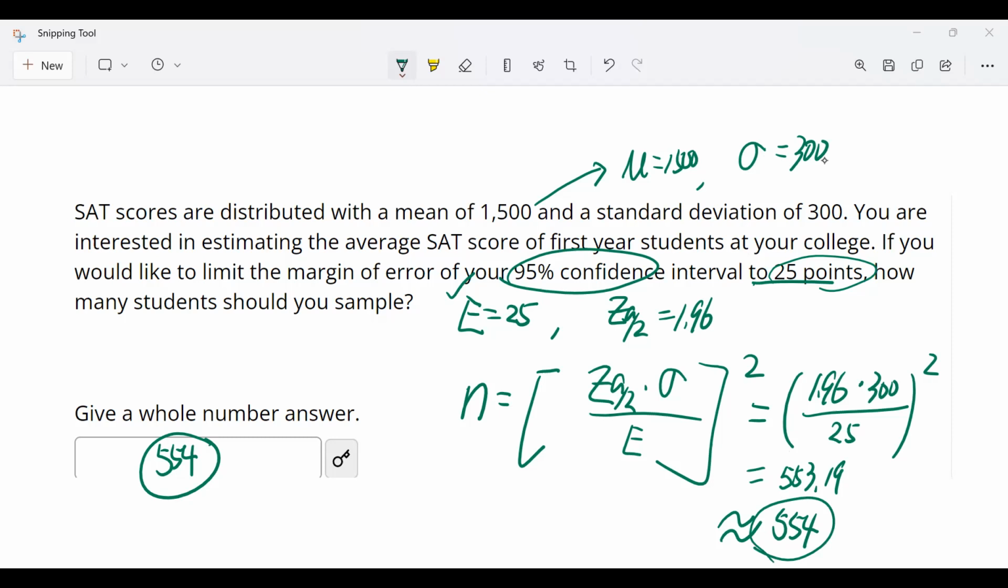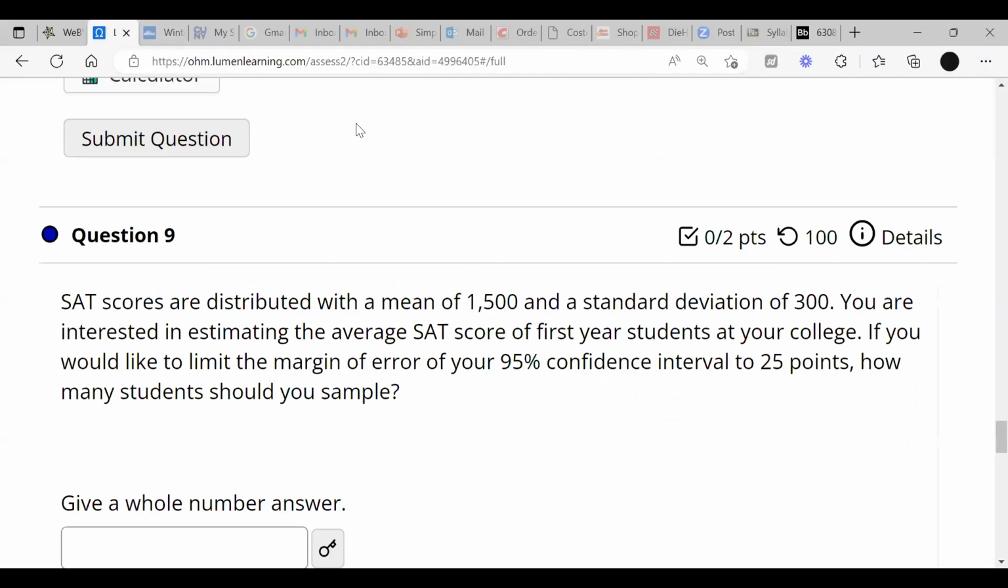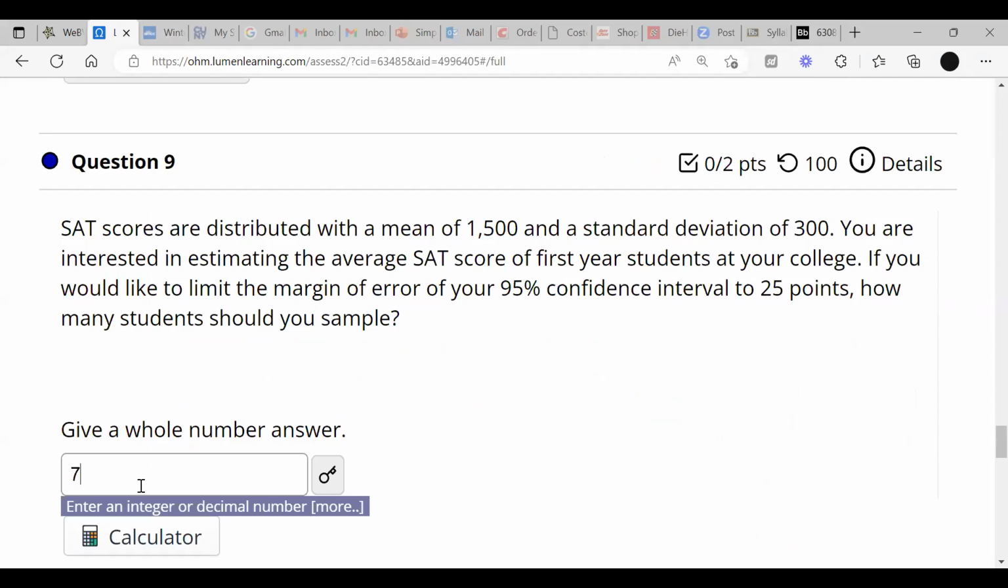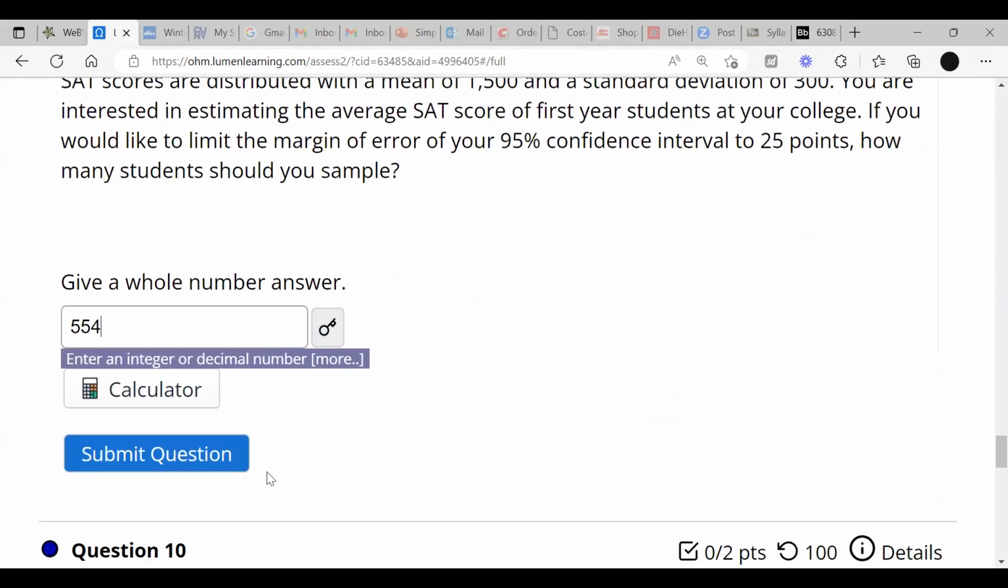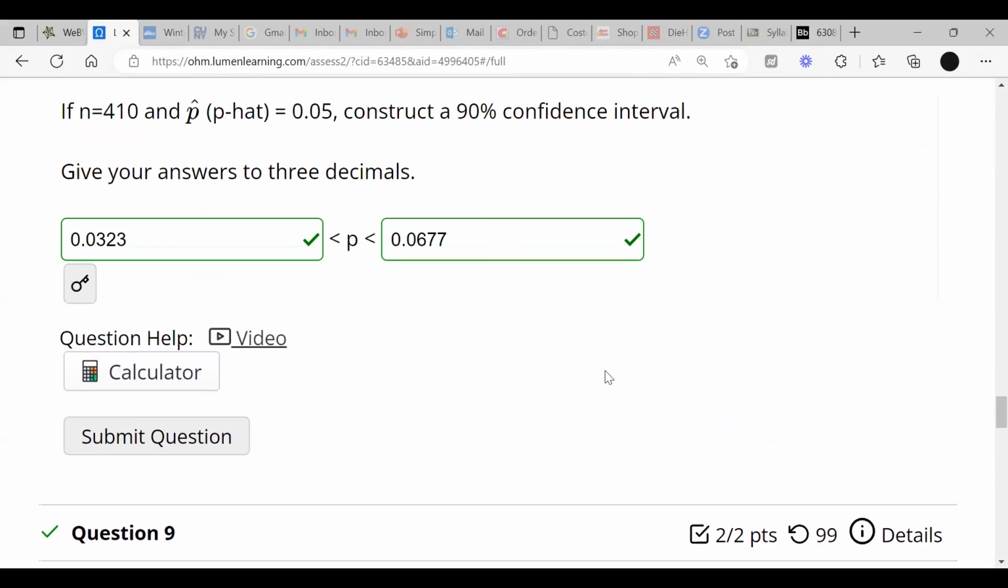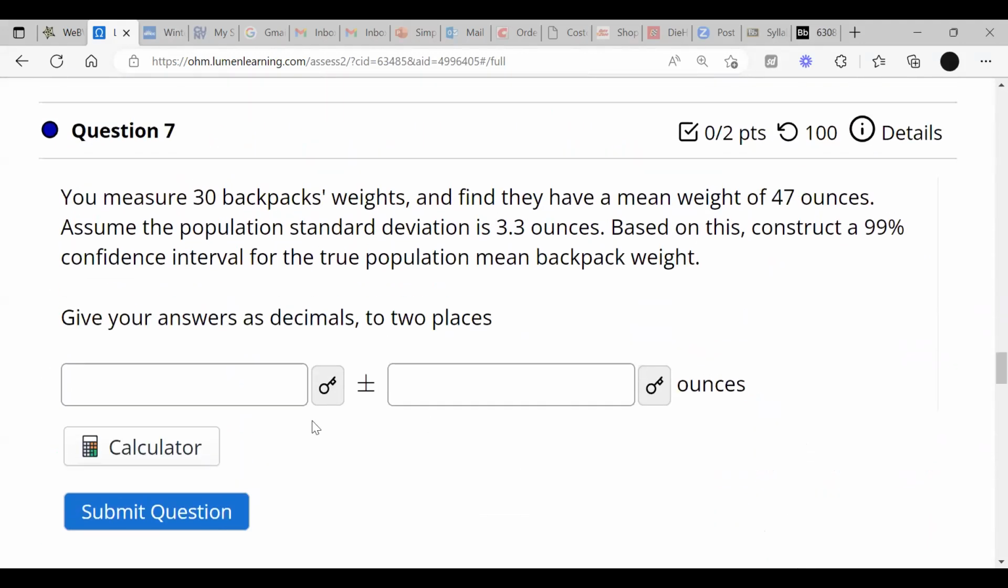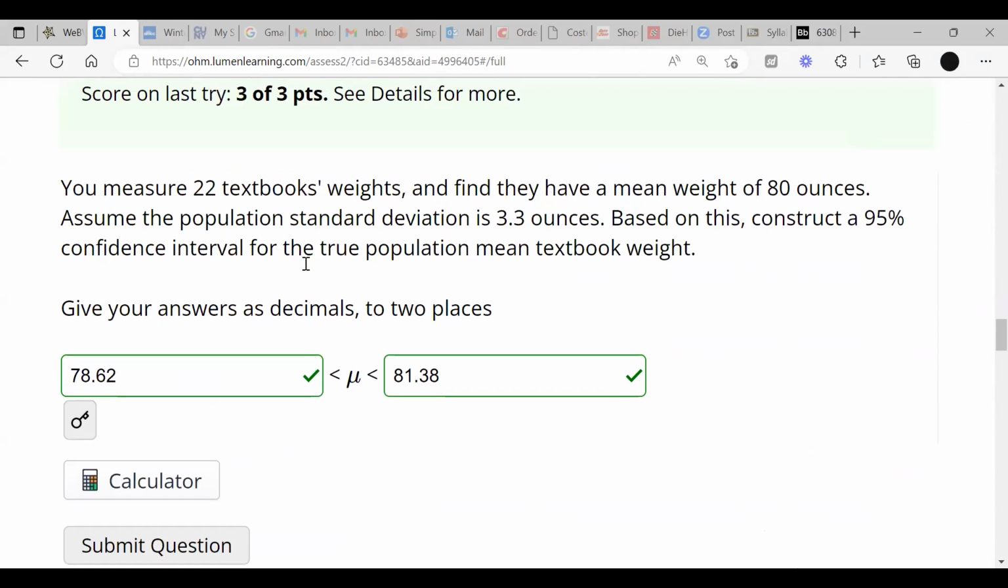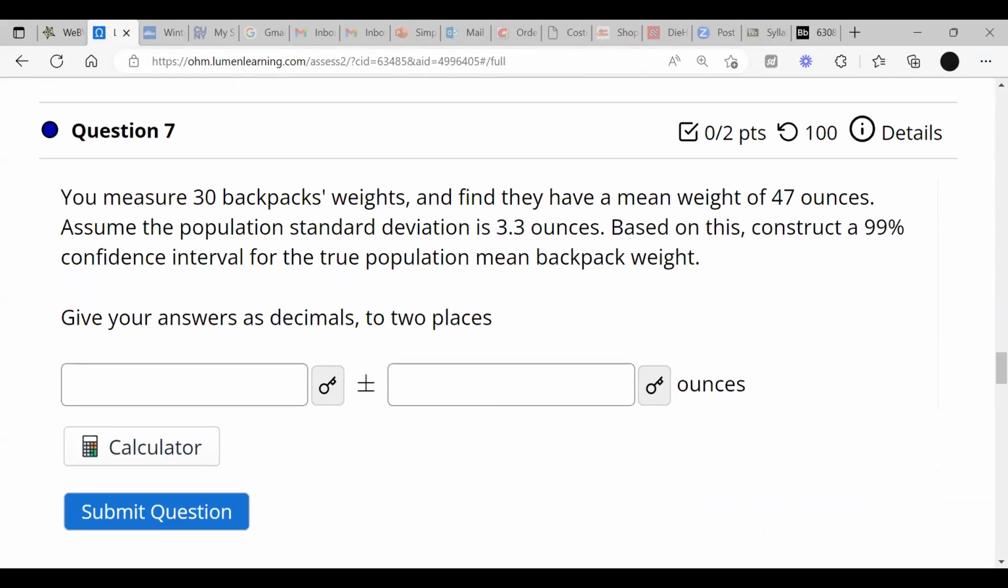I guess I will just go over question 7 anyway, so I finish all the questions here. Question 7 is very similar to question 6, and it's of a very similar nature. Again, it's about margin of error.